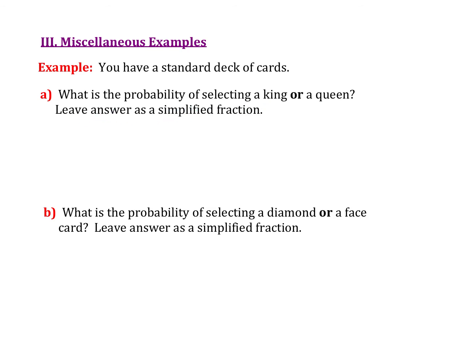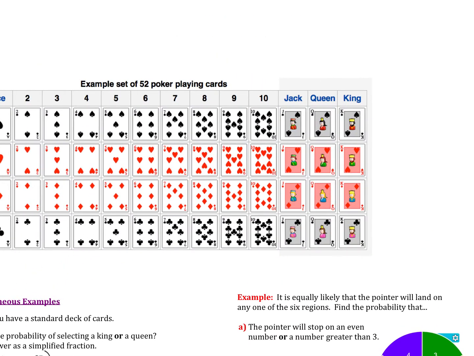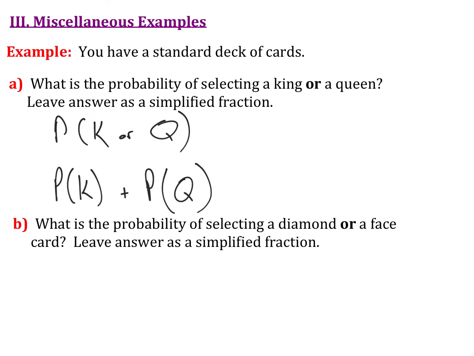Okay. A, what is the probability of selecting a king or a queen? So probability of king or queen. Well, first I need to figure out, are these mutually exclusive or not? And yeah, there's no overlap. There's no king-queen cards, right? It's either this or that. There's no both. So I'm going to take the probability of selecting a king and add that to the probability of selecting a queen. Well, if I look at my deck of cards, I've got 4 kings and I've got 4 queens. So the probability would be 4 out of 52 plus another 4 out of 52. That's 8 out of 52. And that reduces down to 2 over 13.